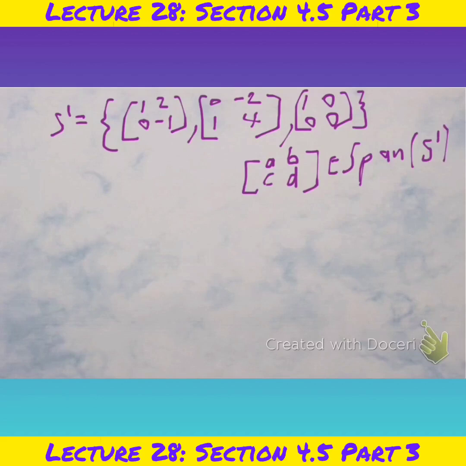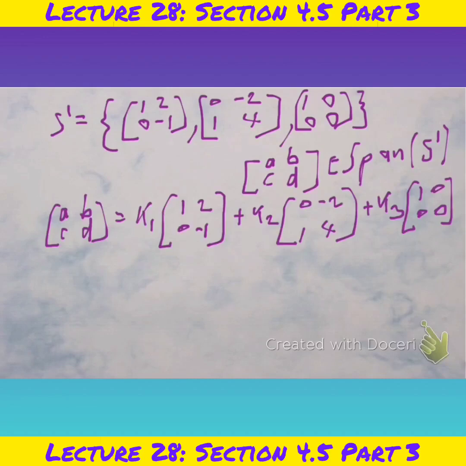How many unknowns is this equation going to have? It's going to have 3 unknowns. What needs to hold for A, B, C, D to be in the span of S prime? We need to find K1, K2, and K3 such that that matrix equation holds. And for this to hold, we have a system of linear equations with 3 unknowns.